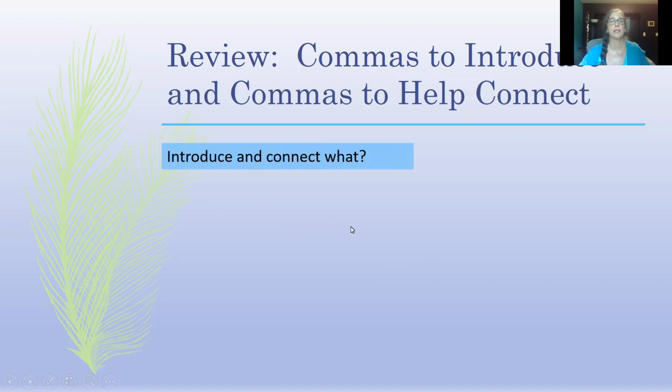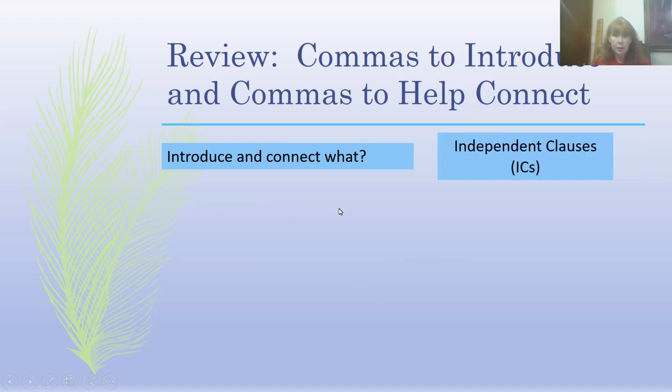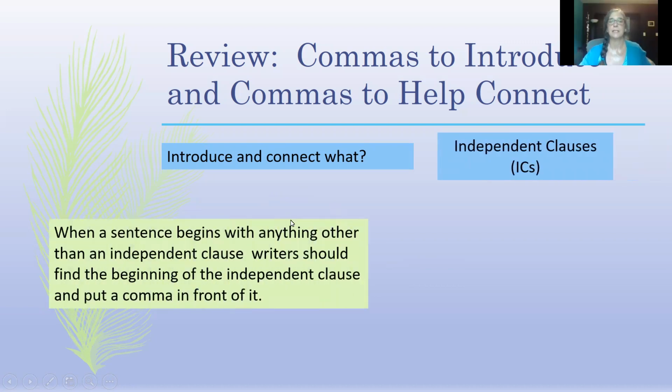But now we're going to do a quick little review. Introduce and connect what? What are they used to help connect? Independent clauses. Good. When a sentence begins with anything other than an independent clause, writers should find the beginning of the independent clause and put a comma in front of it. Is that sentence correct, Joey? No, it's not. Is it correct now? Yes. Absolutely. It's got to have that introductory comma.